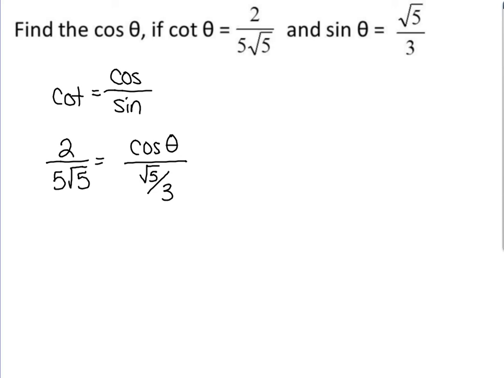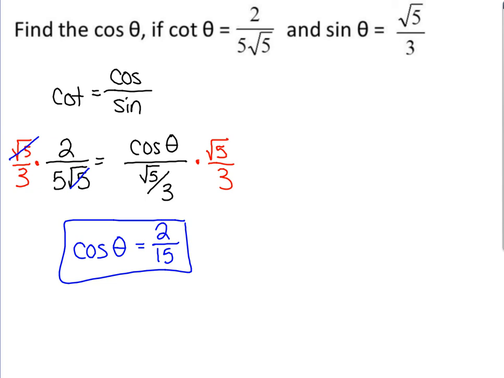Now we want to get that cosine of theta by itself. Right now we have cosine divided by radical 5 over 3. The opposite of dividing is multiplying, so we are going to multiply both sides by radical 5 over 3. Now we have a radical 5 on top and a radical 5 on bottom, so those can cancel. And we're left with the cosine of theta is equal to 2 over 3 times 5 is 15. So cosine of theta is equal to 2 over 15.